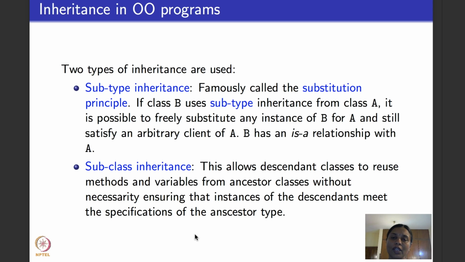The next kind of inheritance is what is called subclass inheritance, where descendant classes reuse methods and variables from ancestor classes without necessarily ensuring that the instances of the descendant classes meet the specifications of the ancestor class. So two kinds of inheritance, subtype and subclass. Subtype means B is also class A, and can be freely used like that. Subclass means descendant classes reuse methods and variables, but they don't have to meet all the specifications of a parent class.